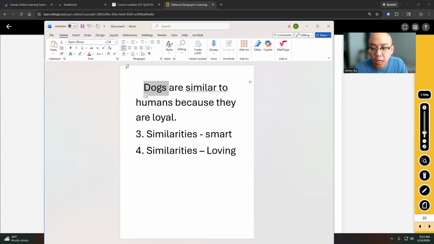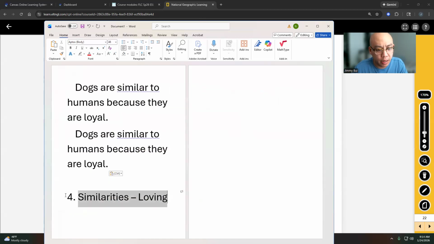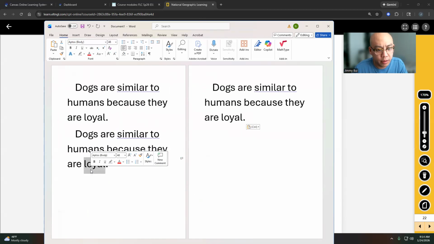So my main topic, dogs, right? I need to pick an animal that is similar to humans, and then why? Why, or my controlling idea, loyal. I essentially would do the same with each and every body paragraph.